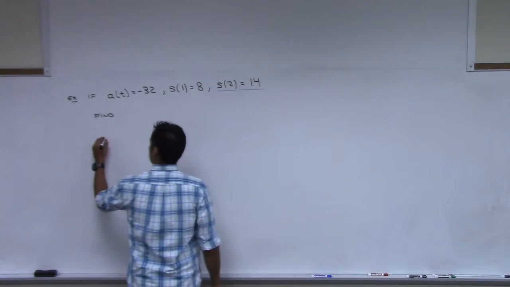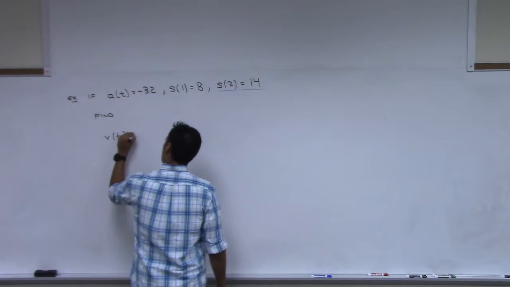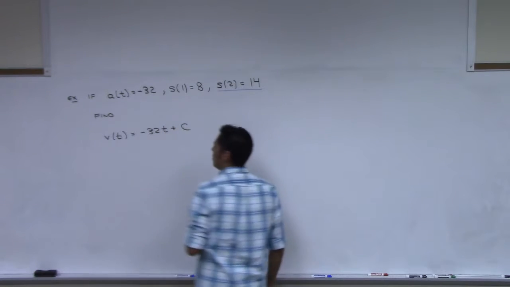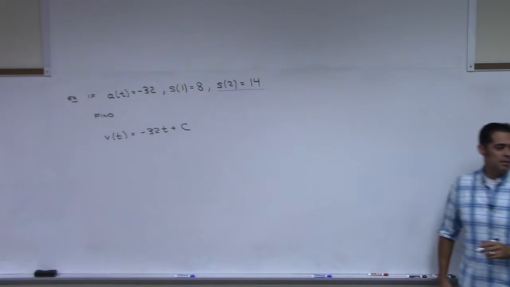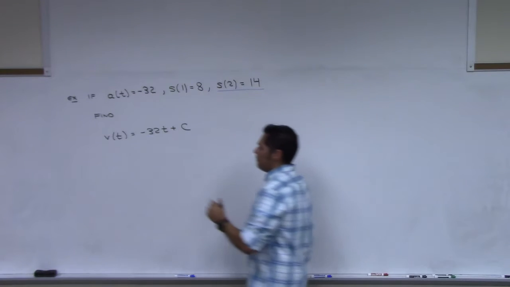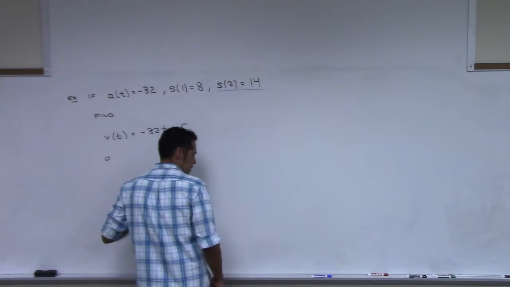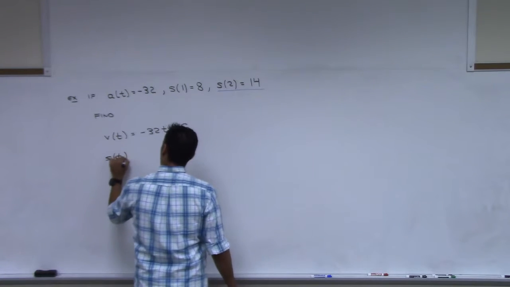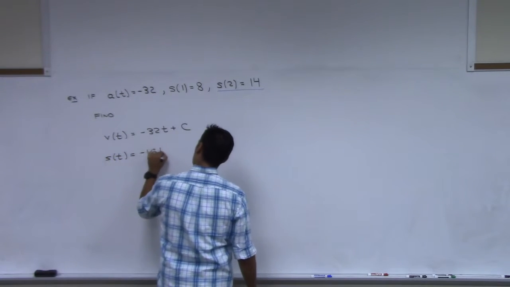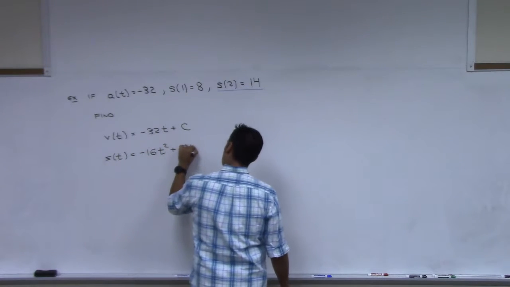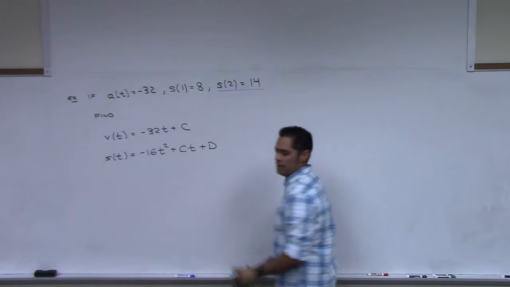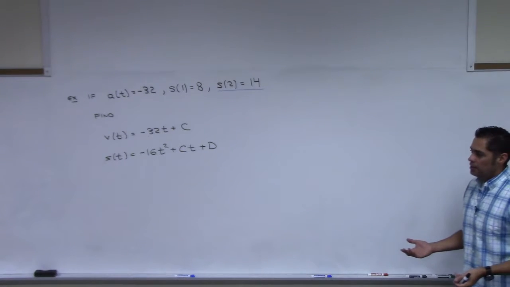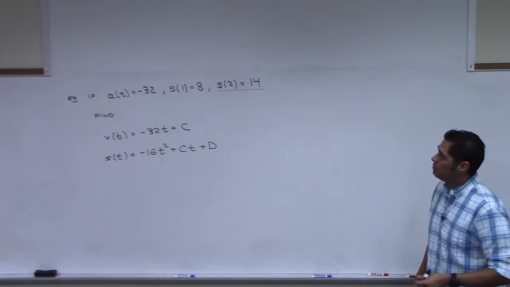We've already done the antiderivative. So v of t we know is negative 32t plus c. We don't know what c is, and we have no information to get c. Now, not a of t, s of t, we knew from the first problem we did. It was ct plus capital D, right? And we didn't know what c was and we didn't know what d was. So that's all we know about position right now.